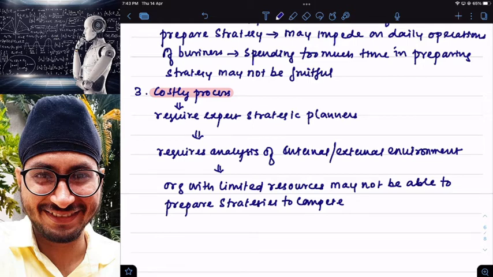Without preparing a strategy, small companies will enter the market and try to compete with other companies, which will result in what? A failure of the business. Why? Without preparing a strategy, without having proper strategic management in my business, it is very difficult to survive in today's scenario.